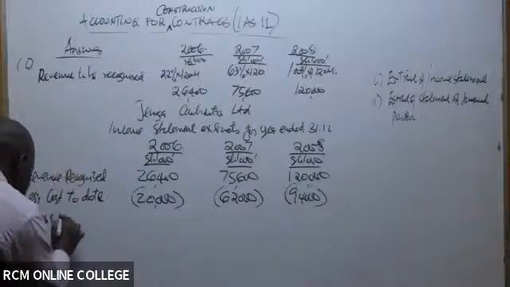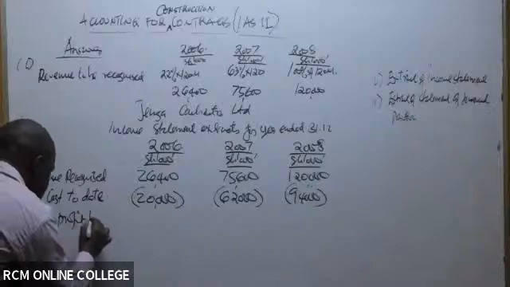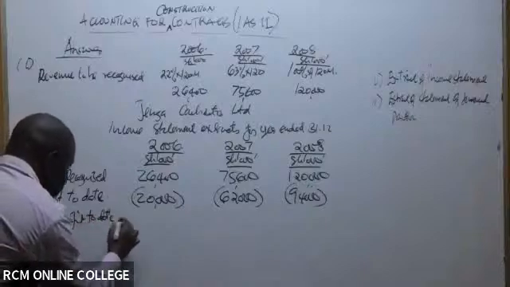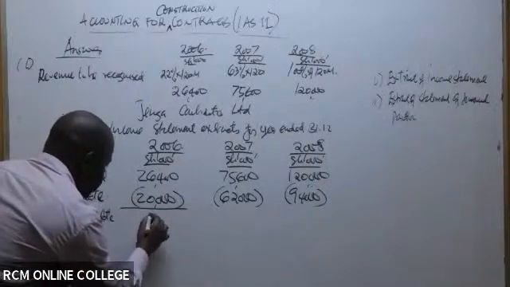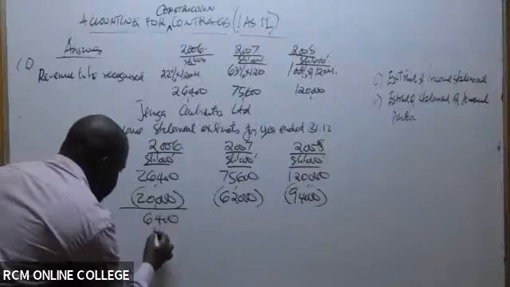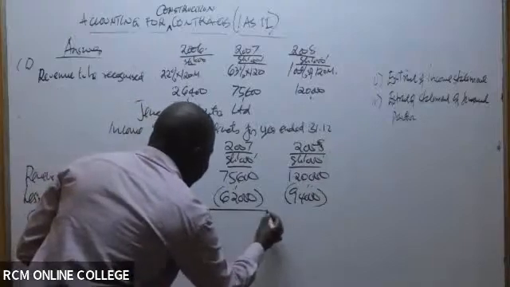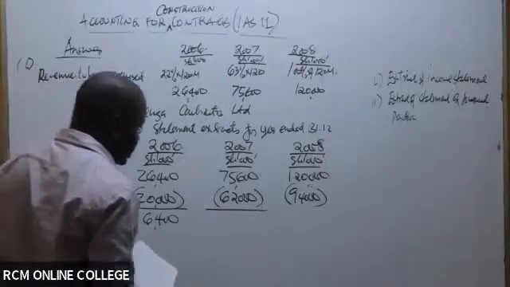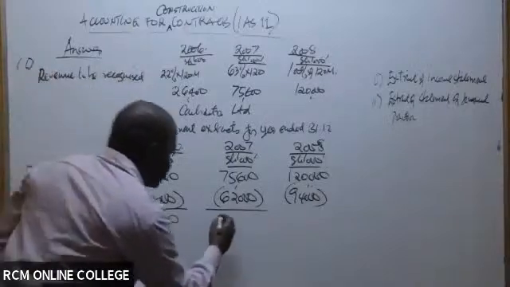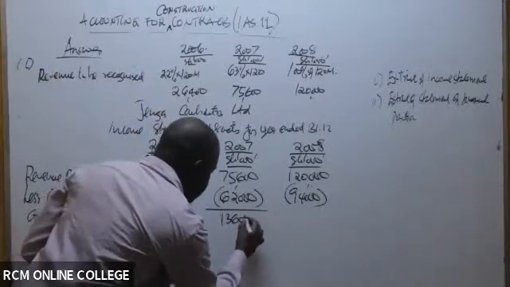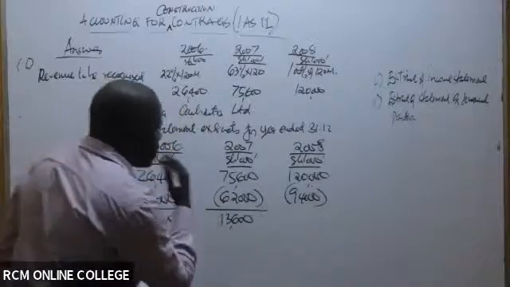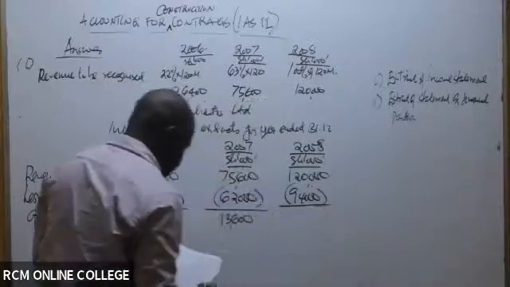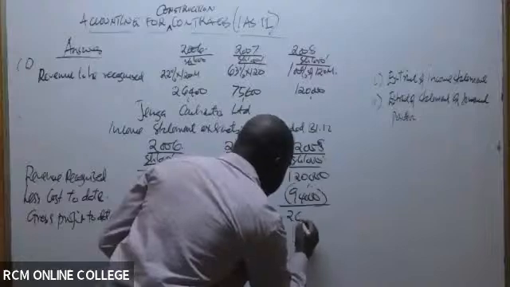You can get the gross profit to date. So here unapata hapa 6,400,000. Hapa utapata 13,600. So hapa utapata 26 million.